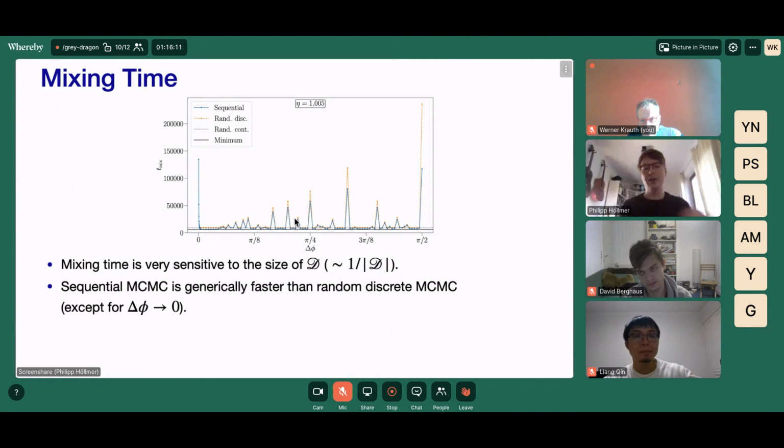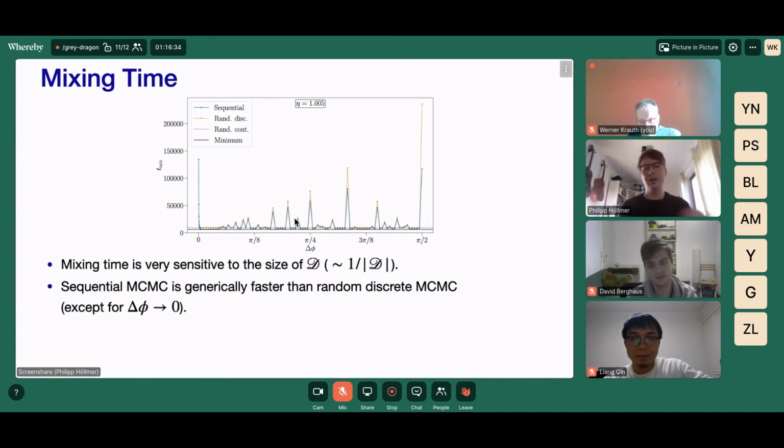The next point I would like to mention is that sequential MCMC is generically faster than random discrete MCMC, of course, except for this natural divergence, delta phi equals 0. Because in this case, if I choose a very small delta phi, then random discrete MCMC is basically equal to random continuous MCMC because I can just choose a random floating number. For small set sizes, as for example for delta phi equal to 90 degrees, this is very easy to understand because in random discrete MCMC, we can of course have redundant, repeated moves in the same direction. This is not true for sequential MCMC.